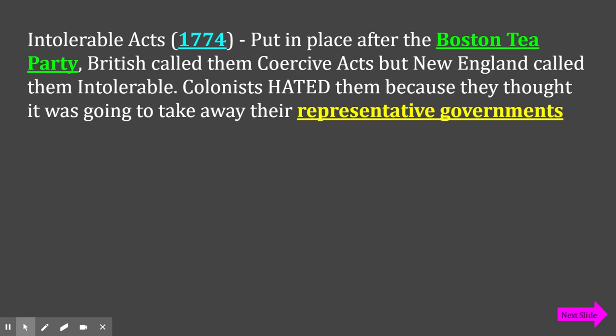These were put in place after the Boston Tea Party, and the British called them the Coercive Acts, but New England called them the Intolerable Acts because they hated them so much. And they hated them because they thought it was going to take away their representative governments, which was really what they were asking for, was to be involved in the process of governing.